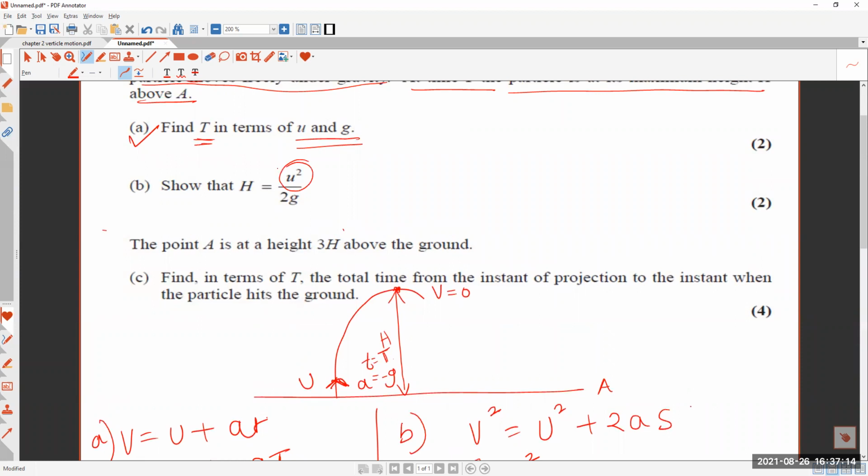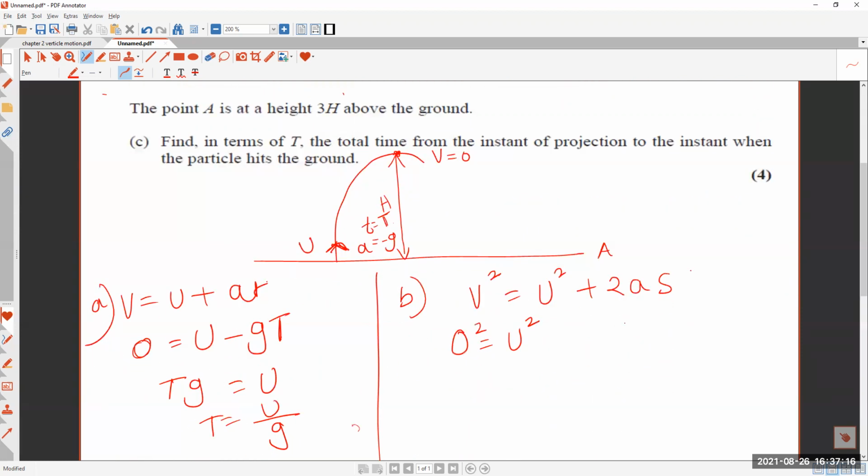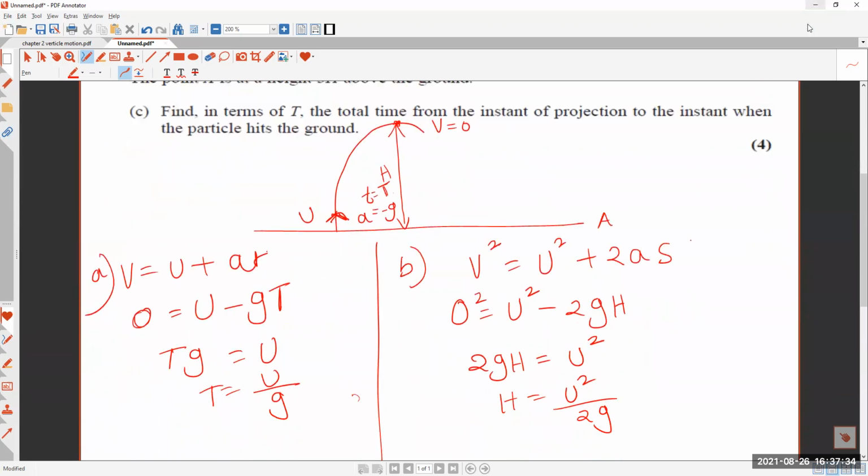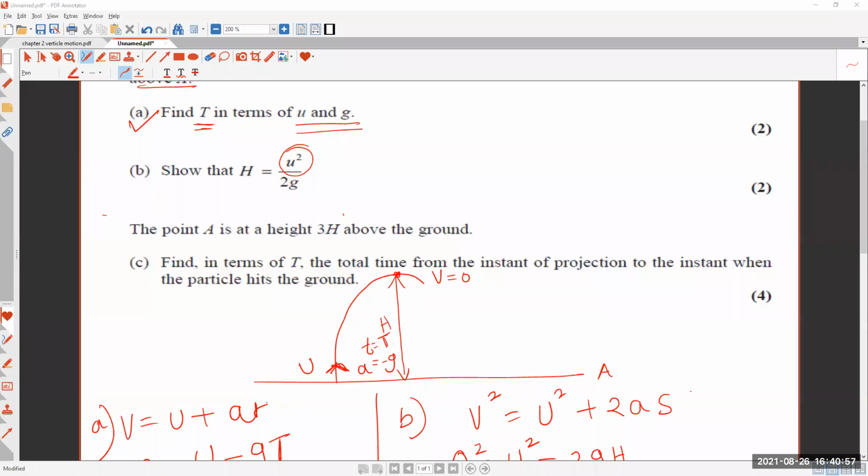They have told us u square is there, so v square is equal to u square minus 2gh, height. Did you do this? Okay, bring this on the other side. 2gh is equal to u square, h is equal to u square divided by 2g. Is it clear, tell me? Now I'll pause the recording, I'll ask each one.